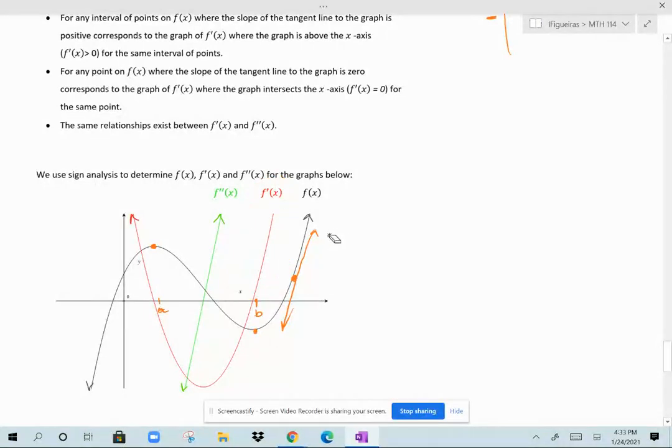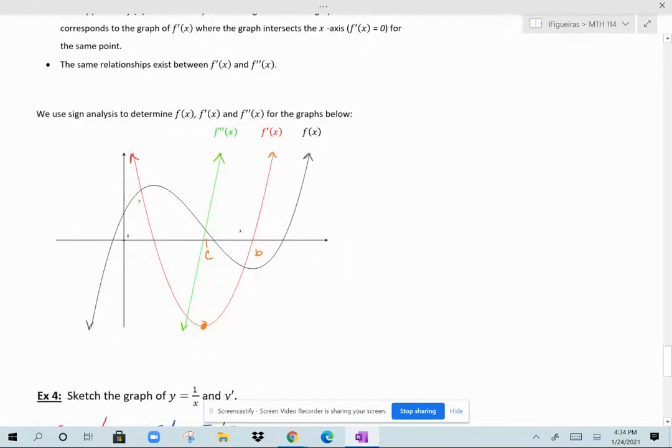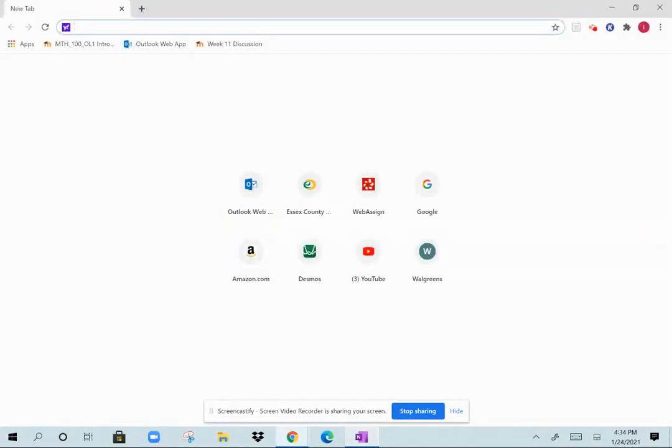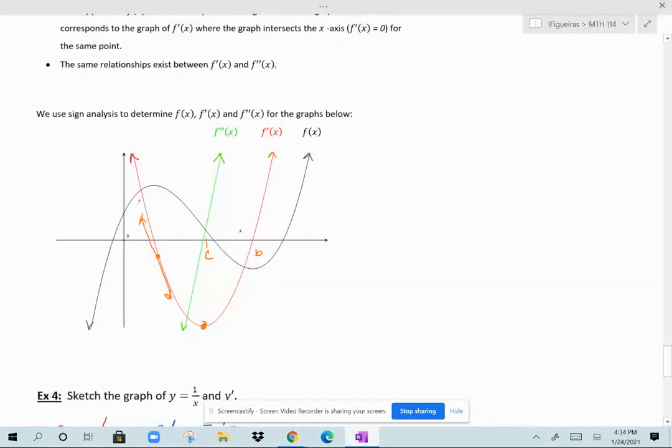The same relationship exists between f prime and f double prime. So between the red curve and the green curve, let's call this one point C, where it appears the vertex is. Anything to the left of C is going to have a negative slope. The line is going downward from left to right, everywhere from negative infinity all the way up to C. But that's exactly where my line is below the y-axis.